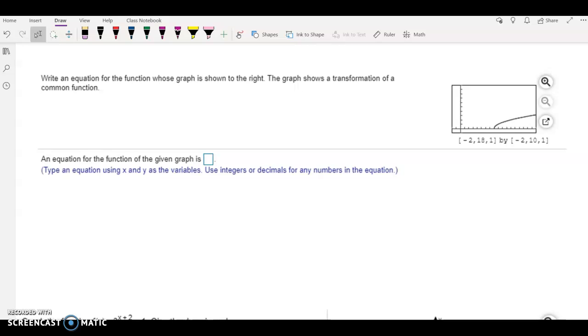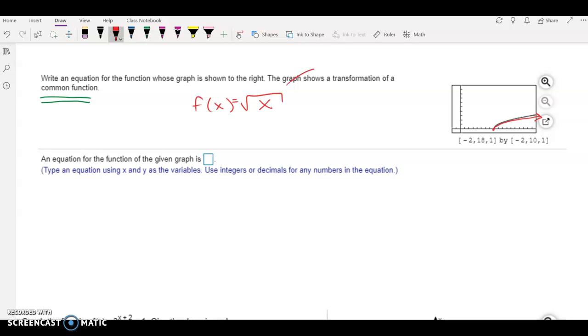Okay. Write an equation for the function whose graph is shown to the right. The graph shows a transformation of a common function. All right, so this is testing you a little bit more because they're not telling you what function this is. So you need to be able to look at a graph and be able to tell what kind of function they're talking about. This is one that starts at a point and then shoots off in one direction. This is our square root of x function.